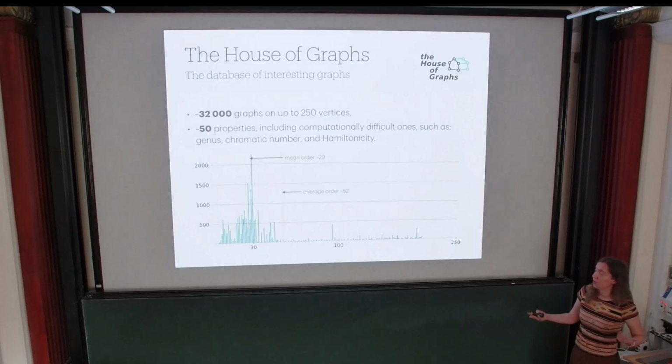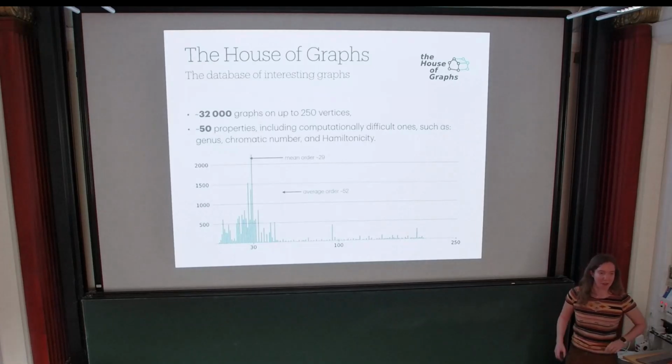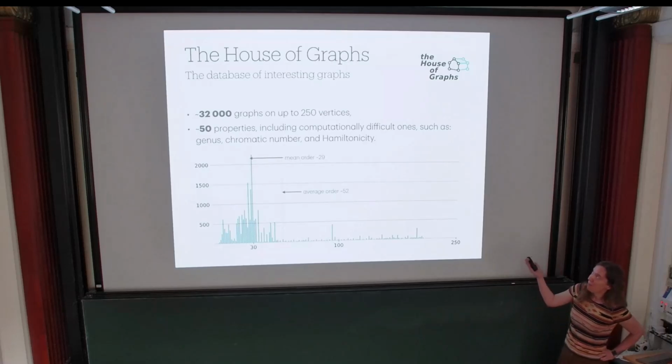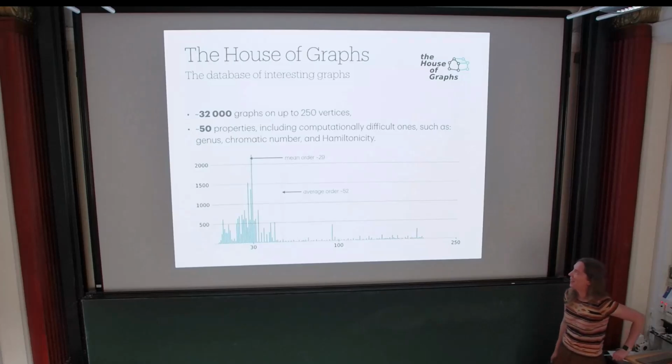We tried to incorporate the House of Graphs, which is a database of interesting graphs, where a graph is interesting if graph theorists think it's interesting. The main reason, I guess, why we chose the House of Graphs is because my background is in graph theory and groups, and I understood this database. That's how it came about.